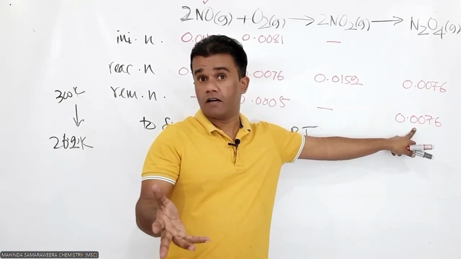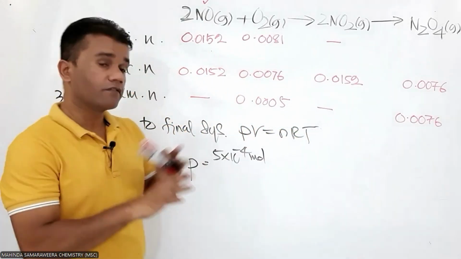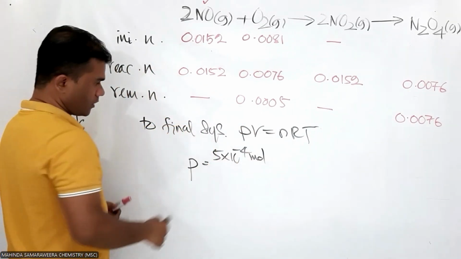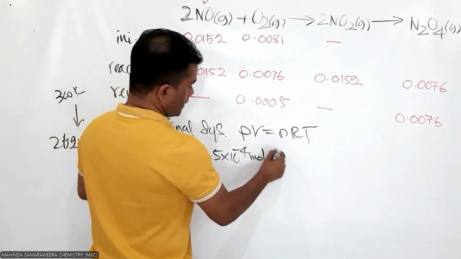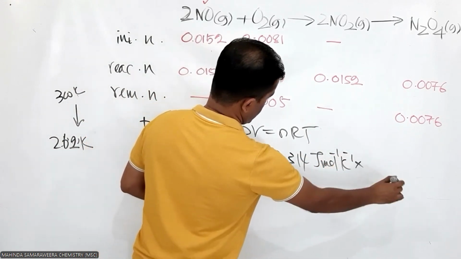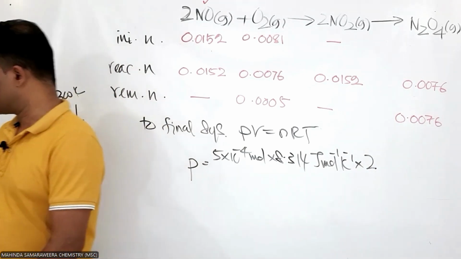The reason is that N2O4 is not a gas. We apply PV equals nRT only for gases. N2O4 is not a gas, so we don't apply that. So we take only the oxygen gas, 8.314, that's the R value, and the temperature now should be 262.